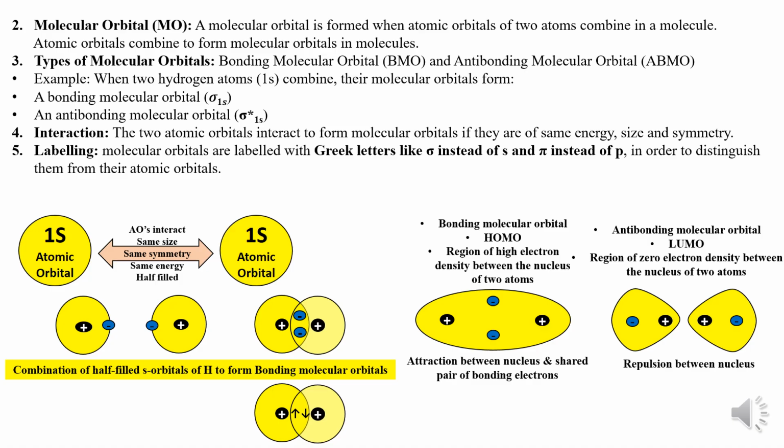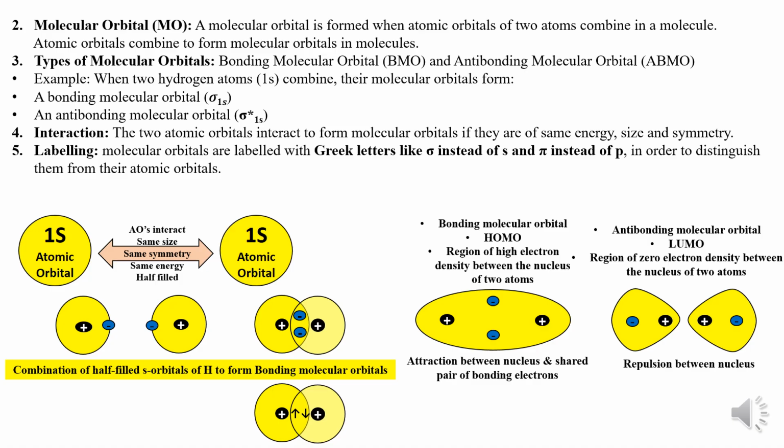Now in case of the bonding molecular orbital, it is also called HOMO, that is, highest occupied molecular orbital. You find a region of high electron density between the nuclei of the two atoms. So in the bonding molecular orbital, it is the attraction between the positively charged protons in the nucleus and the shared pair of bonding electrons that holds the molecule together in a stable form.